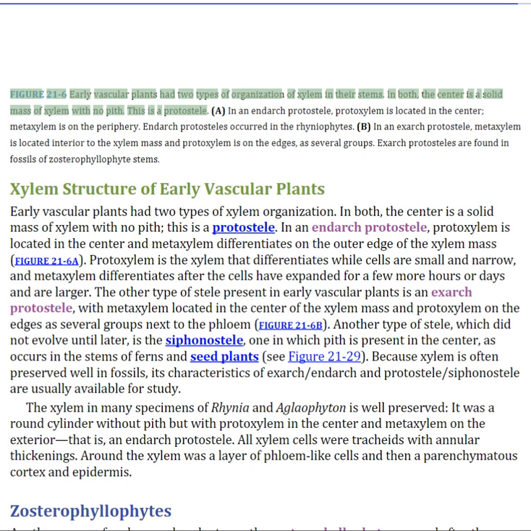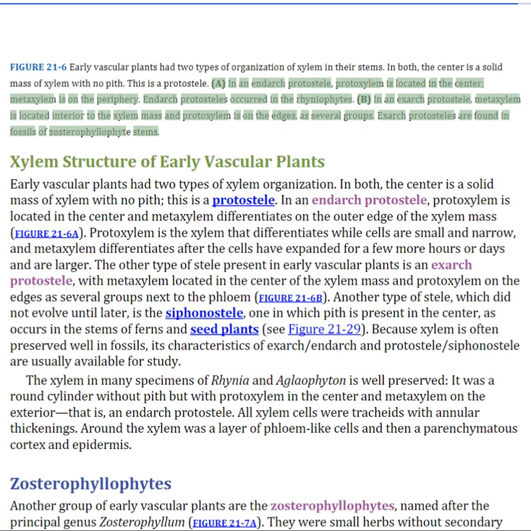In both, the center is a solid mass of xylem with no pith. This is a protostele. In an end-arch protostele, protoxylem is located in the center, metaxylem is on the periphery. End-arch protosteles occurred in the rhyniophytes. In an exarch protostele, metaxylem is located interior to the xylem mass and protoxylem is on the edges, as several groups. Exarch protosteles are found in fossils of zosterophyllophyte stems.